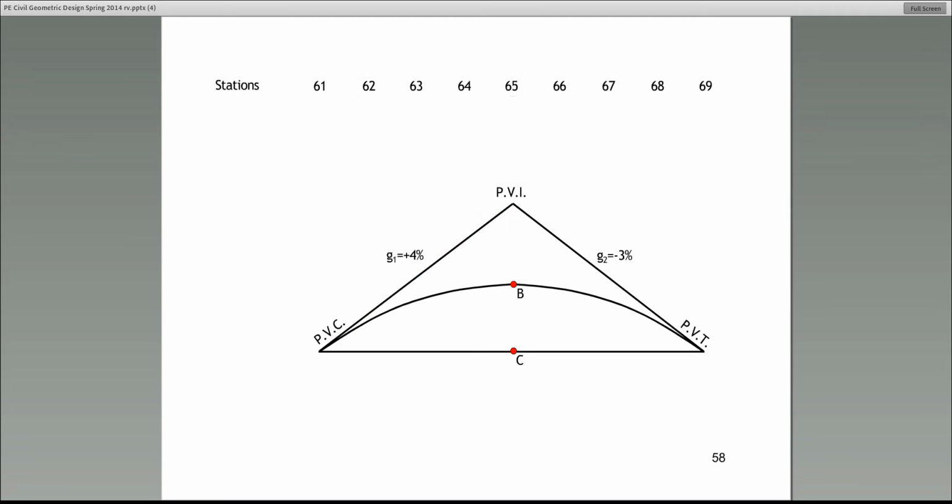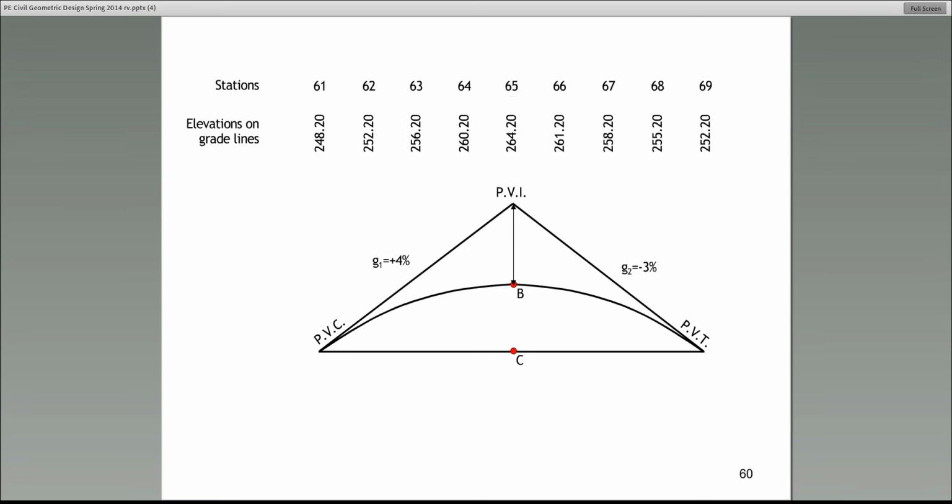First of all, I'm moving to 58, which gives you the different stations. Now look, guys, this is something that you should be able to do on the test. The elevation on the grade line at station 64 is 260.2.